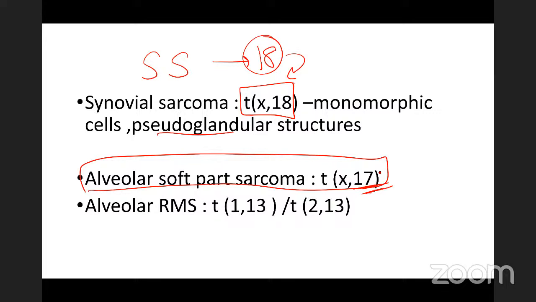Okay, whereas remember everybody that when we talk about alveolar rhabdomyosarcoma, which is very, very rare, this is 1;13 or 2;13. Okay, rhabdomyosarcoma basically is 13. Okay, so 1;13 or 2;13, right? Please remember and do not confuse. So infantile fibrosarcoma is infant and fibro, so 12;15, whereas synovial sarcoma is shaadi, that is X. Girls are going to do shaadi at 18. So X18 is your synovial sarcoma. Whereas alveolar soft part sarcoma is 17, X17. That's what you have to remember.